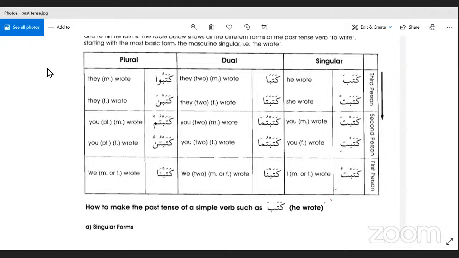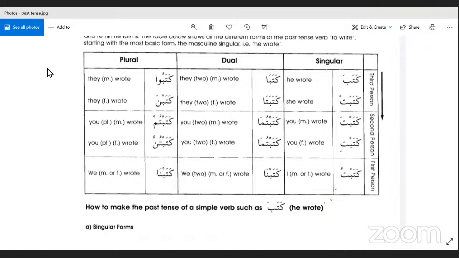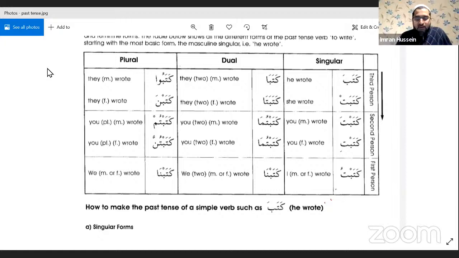Jalastuna. Excellent. MashaAllah, it was very good considering that you've been away for a while. Welcome back to the class. Thank you. You're welcome.